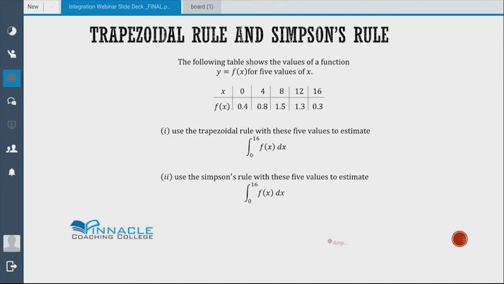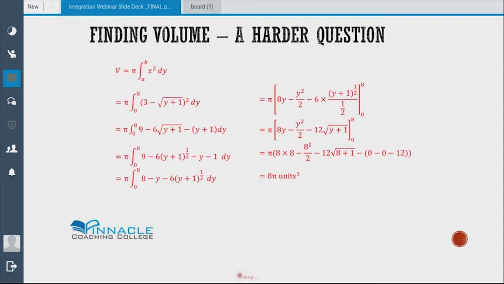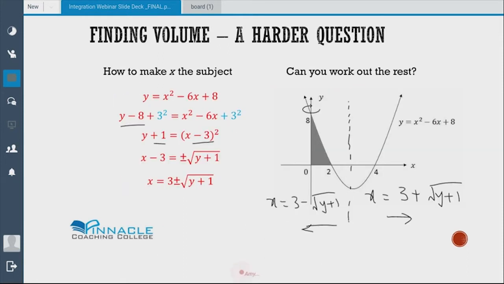That's a very difficult volume question just now. It sort of pushes you to think about a different technique where to try to make X the subject, you need to complete the square. Another option, if completing the square is not natural to you, just going back to the previous question, what you can also do is treat that X as a quadratic and put it into the quadratic formula.